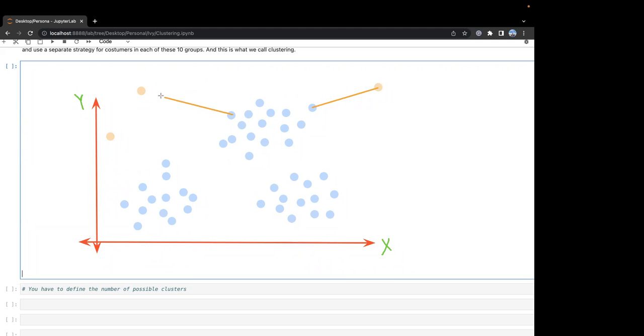This particular blue point is closest to this orange. This will also be to this orange. Then there'll be something which is closest to this orange, so on and so forth, right?